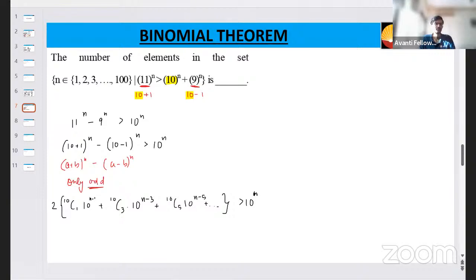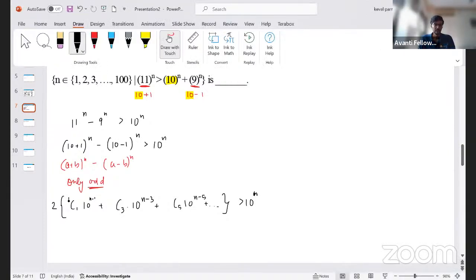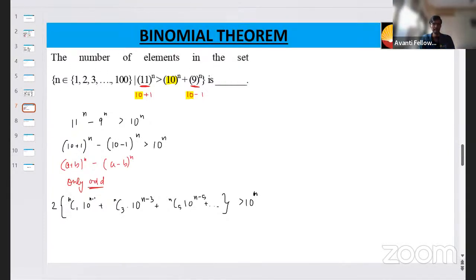N कैसे आया? Sorry, it should be n n n, n n n. Yeah, my mistake. So if we multiply 2 here, we'll get 2 into n into 10 raised to the power n minus 1 plus 2 into nC3 10 raised to the power n minus 3 plus nC5 10 raised to the power n minus 5 and so on.